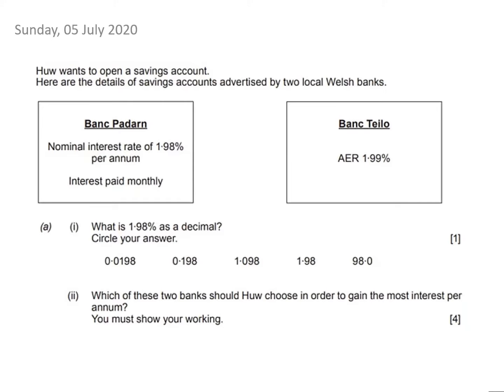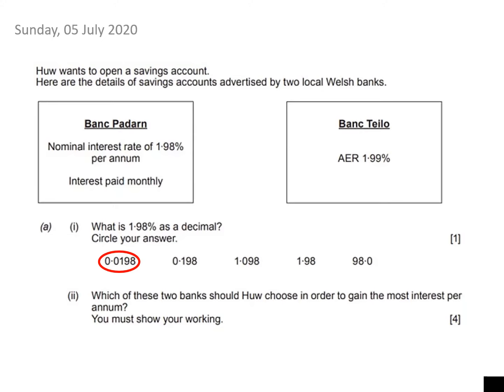Okay, the first bit is fairly straightforward. What's 1.98% as a decimal? Well, to turn it into a decimal, divide by 100. So we move our decimal place 2 places to the left, and that will give us 0.0198. And then it says, which of these two banks should he choose to gain the most interest in a year? Well, this is what AER is all about.